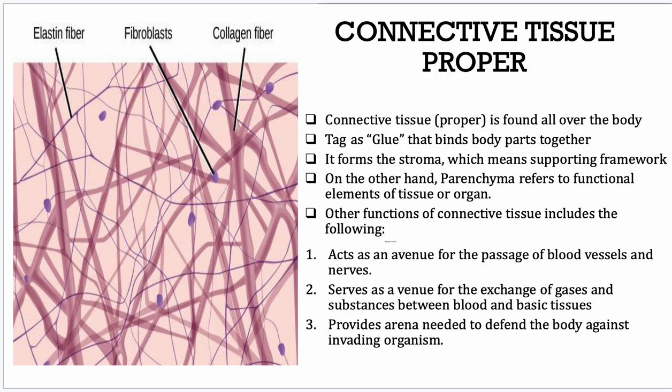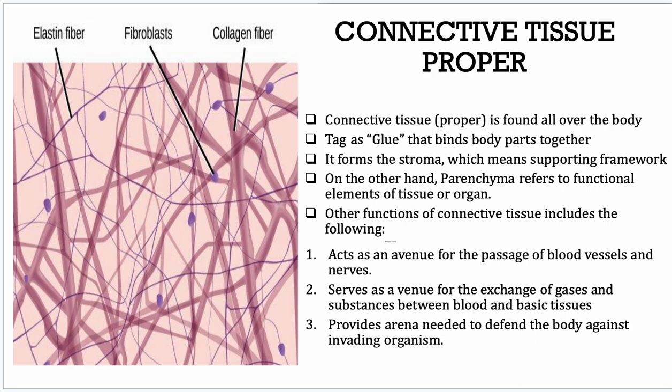Your connective tissue would be found all over your body. They act as a glue that binds body parts together. For me, minsan gina-imagine ko siya as parang hangin, sa ano mang nag-i-exist dito sa mundong ito, na matter. It forms the stroma, which means supporting framework. On the other hand, the parenchyma refers to the functional elements of the tissue or organ.